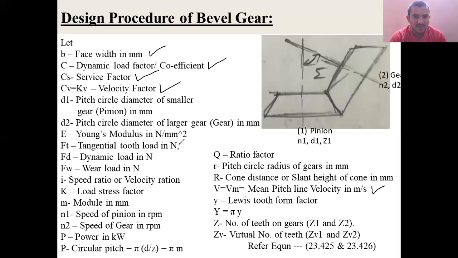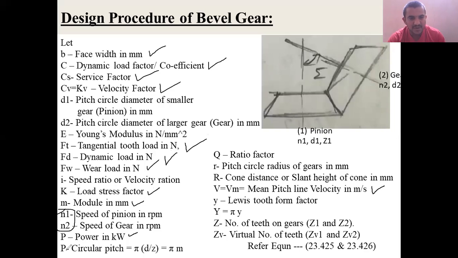E stands for Young's modulus. F stands for load. Again, FT, tangential tooth load, dynamic tooth load, wear load. I stands for speed ratio or velocity ratio. It's a ratio of the speed of driver to the speed of driven. Then K is the load stress factor. M is the module. N stands for the speed at which the pinion and gear rotate. 1 stands for pinion, 2 stands for gear.